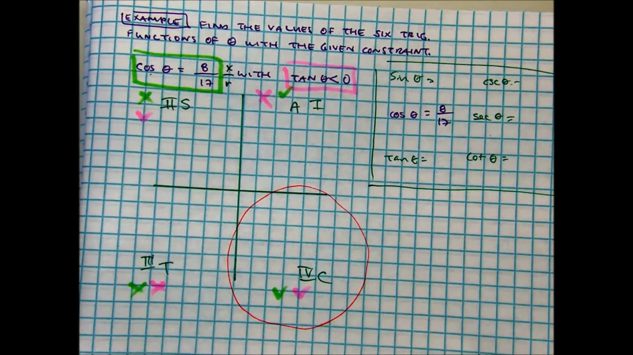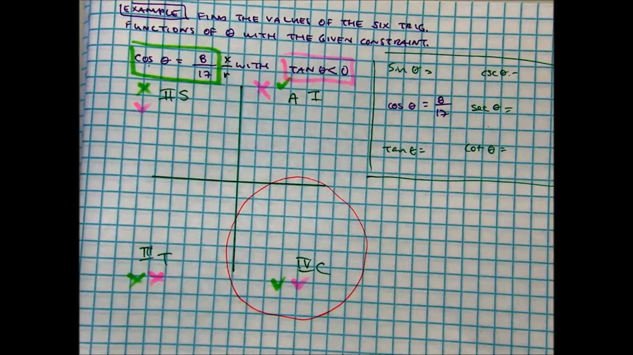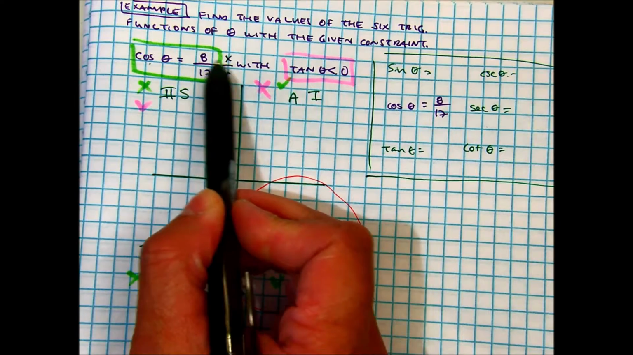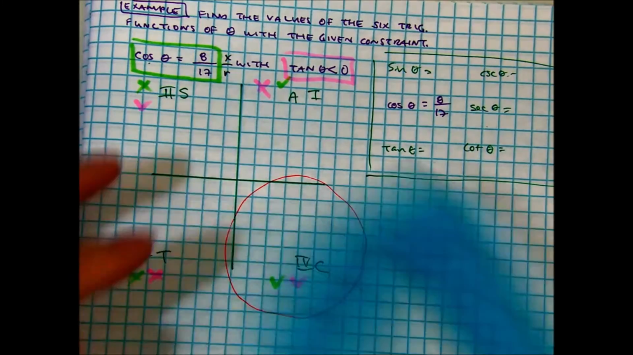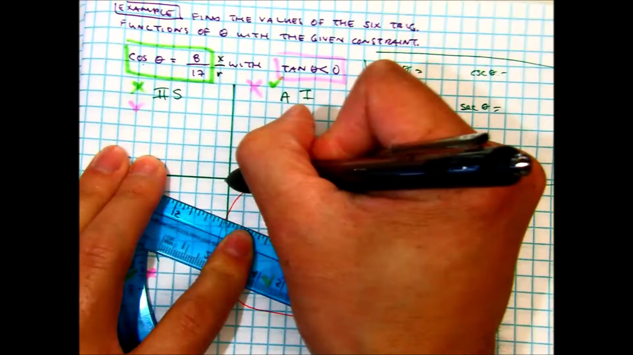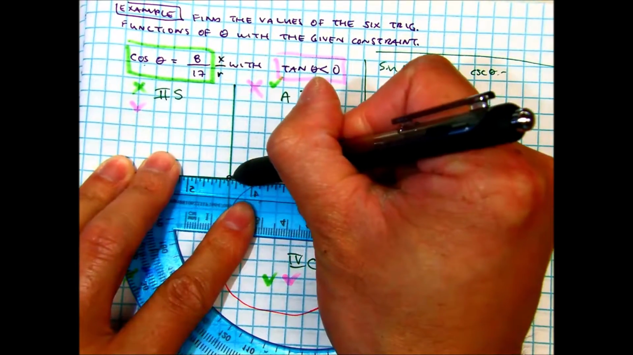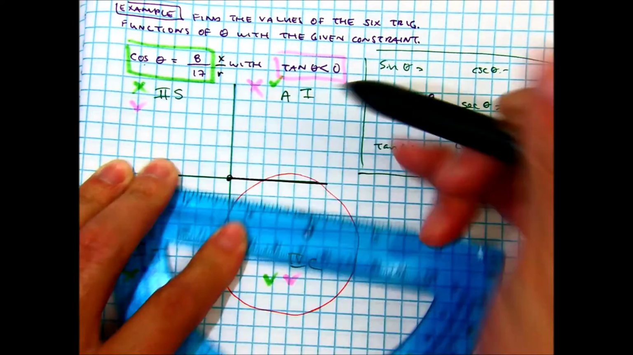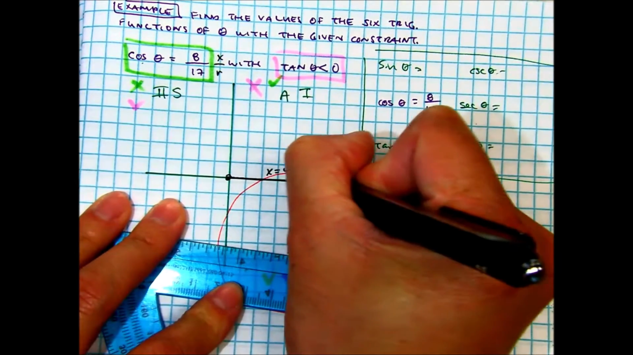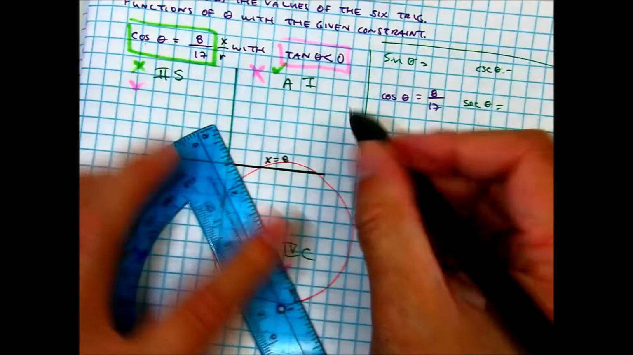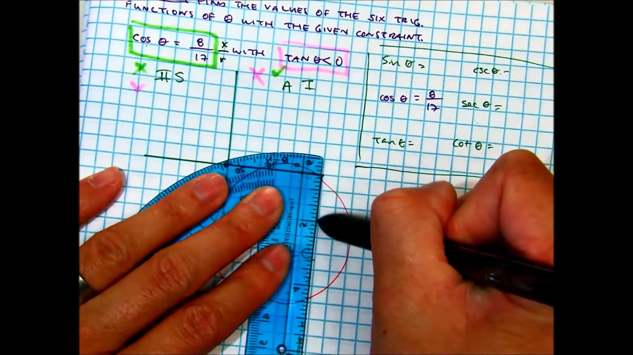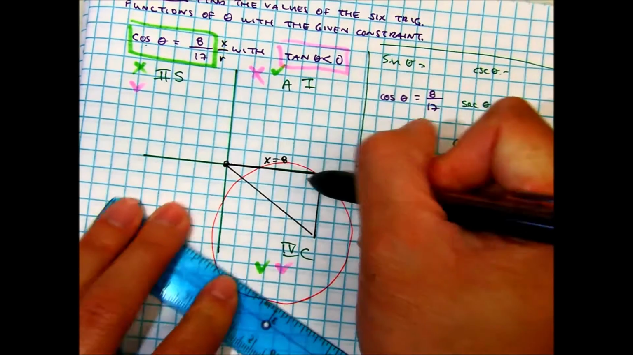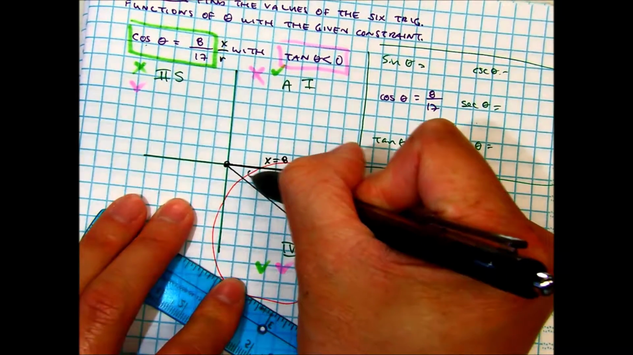Okay, so this should tell you some information. Your x value is 8. So let's go ahead and draw an x value of 8. And then you have an r value. Here is theta. The red circle was just to show we're focused in this quadrant, and my r value is 17.